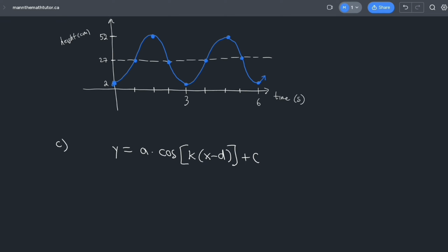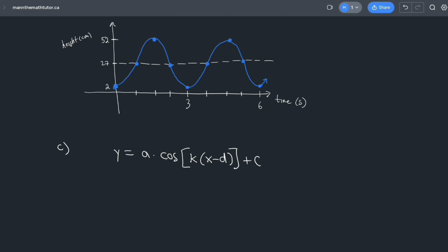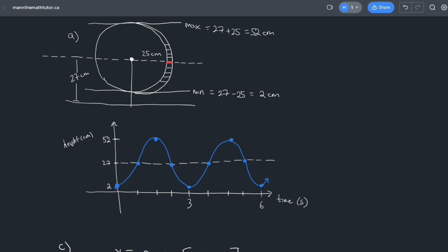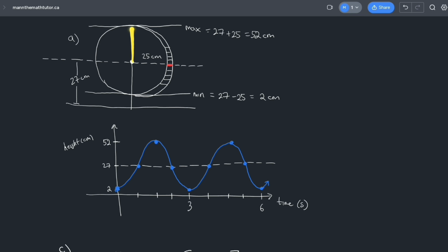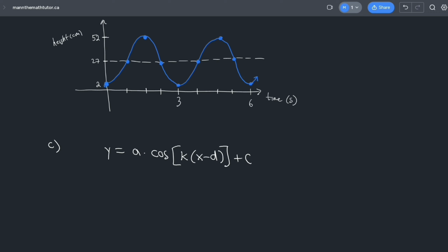Well, because we've already drawn the graph, we can easily identify each of these components. The A is just the amplitude, which is just how far from the middle line, your equation of axes, do you travel up to the maximum, or how far do you travel down to the minimum. If we go back to our diagram, you'll notice that the A value, or the amplitude, is actually just 25 centimeters. That's going to be the radius of this hamster wheel. So already we can put together the equation 25 cosine.